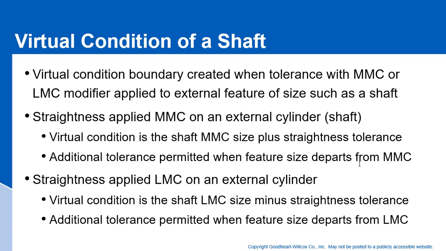Additional tolerance is permitted when the size departs from MMC. That's the bonus tolerance. And for straightness applied at MMC on an external diameter, the virtual condition is the shaft size minus the straightness tolerance, and then additional tolerance is permitted when feature size departs from MMC.